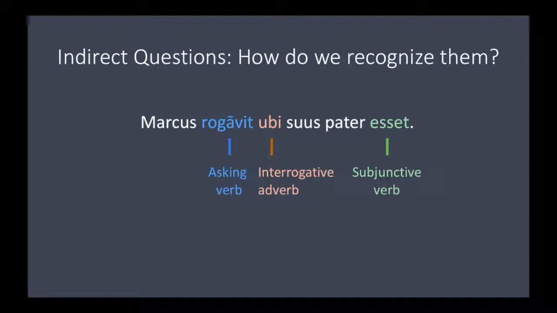Following the sequence of tenses, since the main verb is perfect, we are in the secondary sequence. Since Marcus is asking where his father is at the time of his speech, the subordinate verb would be in the imperfect subjunctive case and mood, so esset. Altogether, Marcus rogavit ubi suus pater esset.